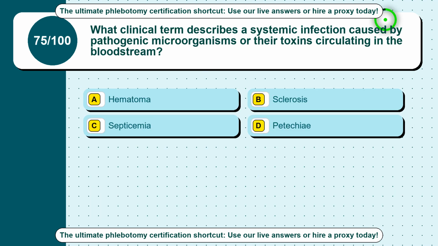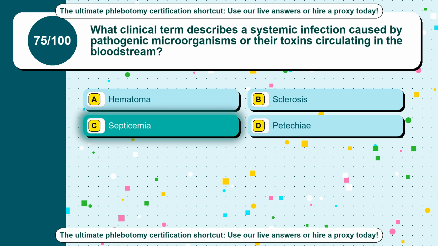Question 75. What clinical term describes a systemic infection caused by pathogenic microorganisms or their toxins circulating in the bloodstream? Option A. Hematoma. Option B. Sclerosis. Option C. Septicemia. Option D. Petechiae. The correct answer is option C.